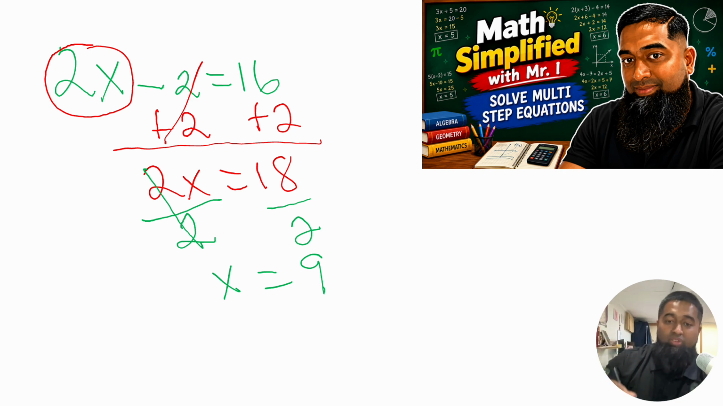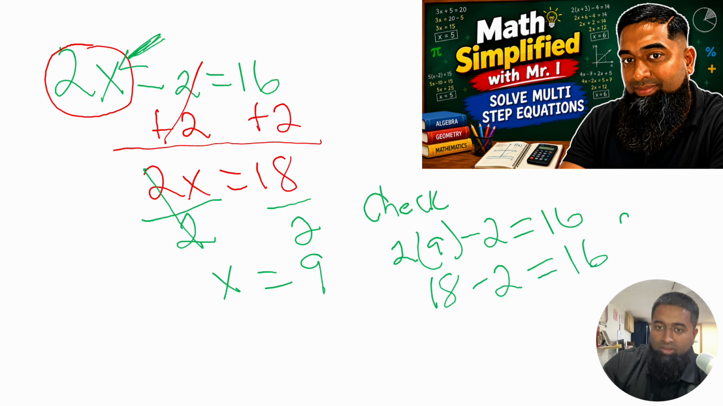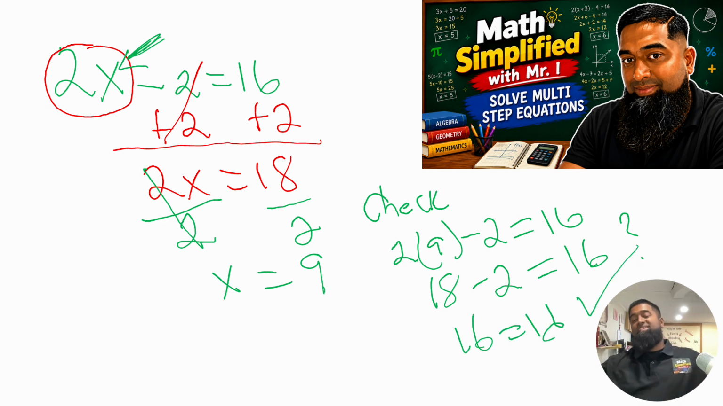But now, after solving it, don't be lazy, right? Let's check it. Let's check if this works. So you have 2 times 9 minus 2 equals 16, right? I just subbed in where you saw here the x, I put in the 9. So 2 times 9 is 18, minus 2 is 16. 18 minus 2 is 16, 16 equals 16. That checks. You solved it. It's easy, right? Let's do another one.